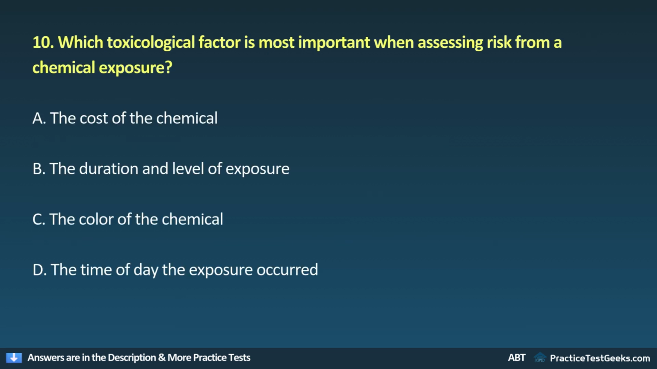10. Which toxicological factor is most important when assessing risk from a chemical exposure? A. The cost of the chemical. B. The duration and level of exposure. C. The color of the chemical. D. The time of day the exposure occurred.